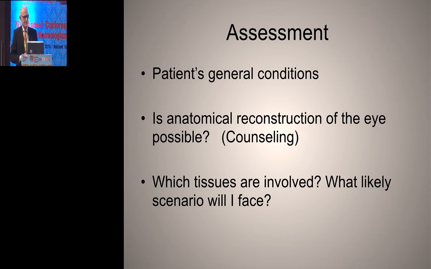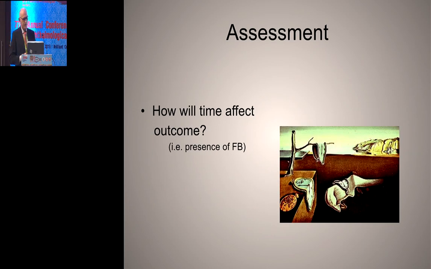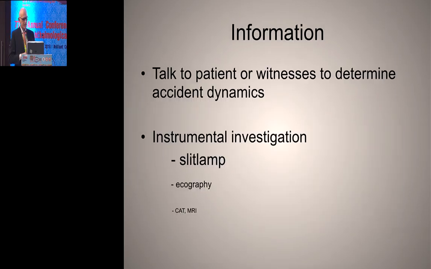As far as assessment is concerned, you must assess the patient's general conditions and see if anatomical reconstruction is possible. This involves counseling the patient and knowing which tissues are involved. So what are you likely to find? What sort of situation will you be encountering? And you have to ask yourself, how will time affect my patient? You also have to understand the dynamics that brought about this particular trauma, because these can tell you more or less what sort of trauma you'll be dealing with.